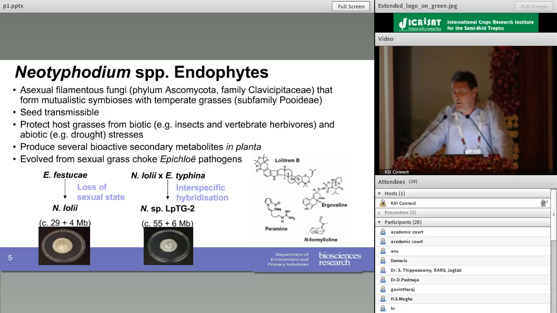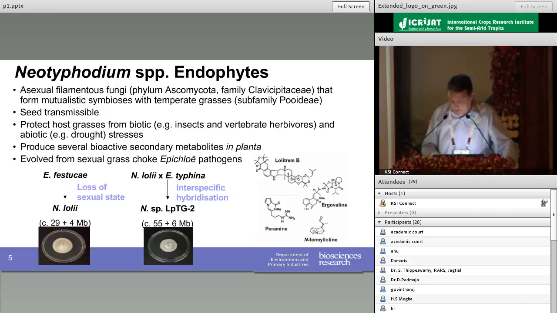And part of the mechanism that they use to do so is to produce several bioactive secondary metabolites in plant. I will tell a little bit more of that later. And these fungal endophytes establish, in a sense, species-specific associations. So in the case of perennial ryegrass, Lolium perenne, there are basically 4 different taxonomic groups, and one of those is Neotyphodium lolii, derived from the grass choke epichloid pathogen Epichloe festucae through loss of the sexual state, and other taxonomic groups such as LpTG-2 that are generated through interspecific hybridization between Neotyphodium lolii and Epichloe typhina.